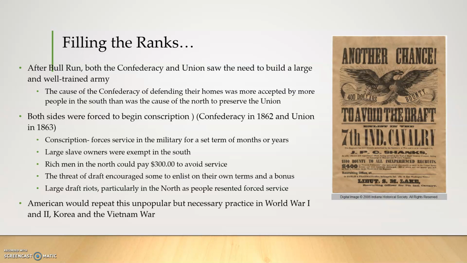But both sides were forced to begin conscription, the Confederacy in 1862 and the Union in 1863. Conscription is forced military service set for a number of years. It started off generally between ages 18 and 30, but as the war became more desperate, particularly for the Confederacy, they would expand the length of service and the age at which a person could serve.